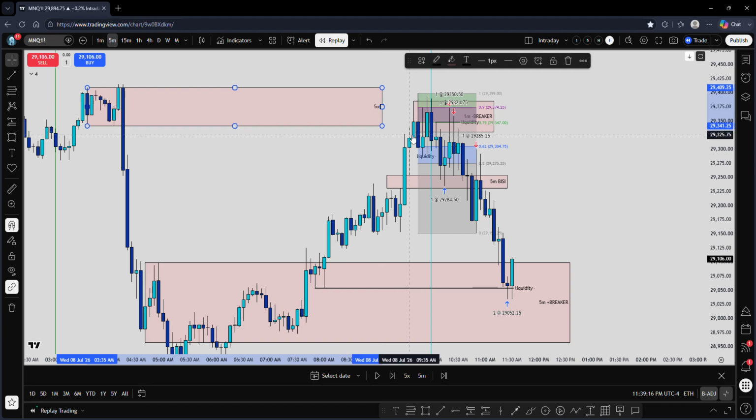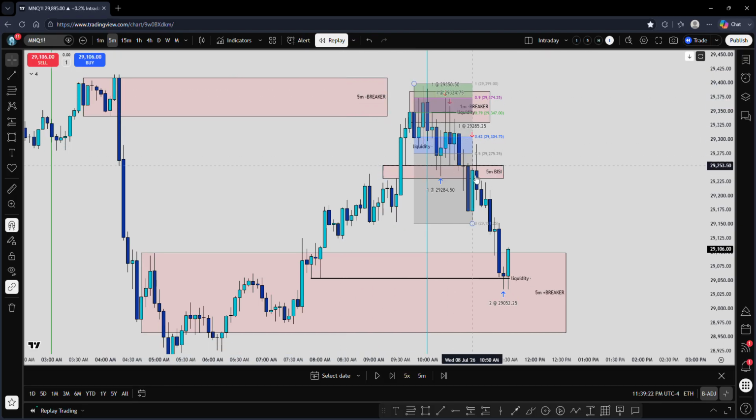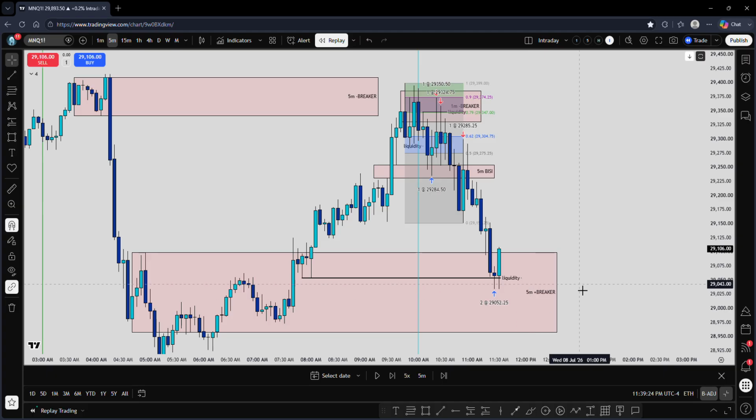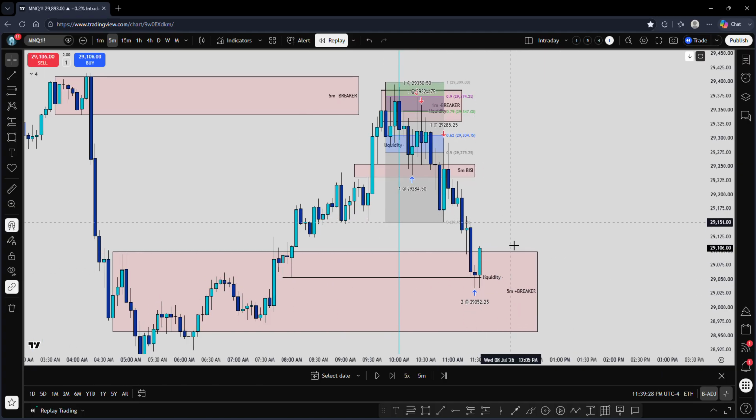This type of stuff does not happen every day, man. But when it does, holy cow. So there's our short down into that. Now we're in this 5 minute breaker in liquidity, and we can just close above an inversion fair value gap. That is another A plus trade. So we have an A plus trade on the 1 minute, an A plus trade on the 5 minute, into a reversal of an A plus trade. Now let's see if this one plays out.